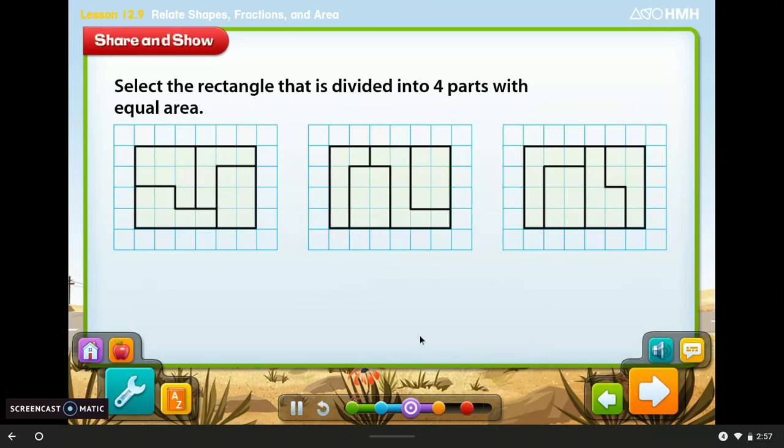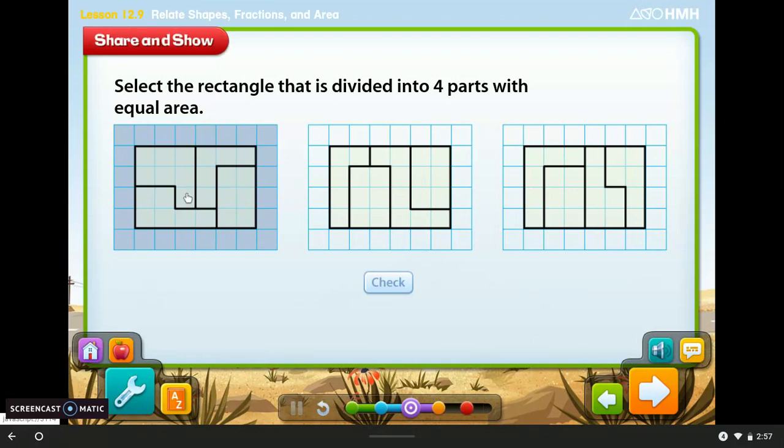Now, here we go. We need to select the rectangle that is divided into 4 parts with equal area. So equal area means that each of the parts are the same size. Do they have to be the same shape? No, but they have to be the same size. So let's check our parts. That's the only way you can do it. If I look at this shape and I count how many squares, or the area, is in each of the parts, they should all equal the same.